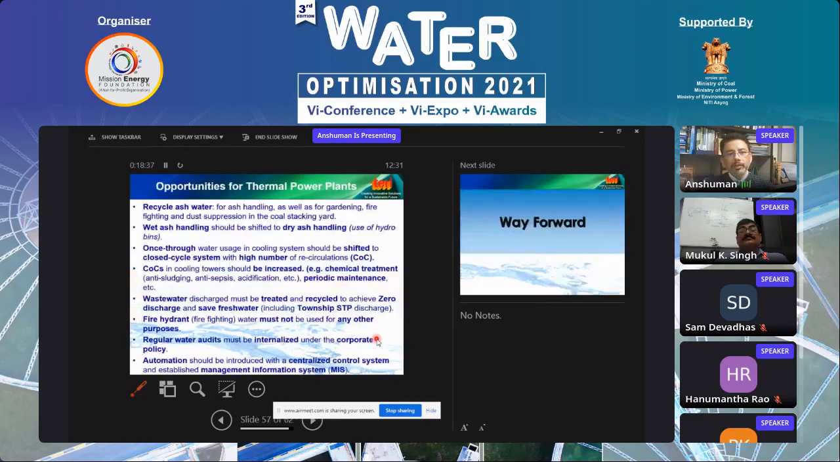If you combine the long term and short term, the overall specific water consumption reduction is quite significant. So the opportunity for thermal power plants, if I'm to summarize, is a significant opportunity to reduce the water consumption in ash handling by recycling. Recycle and reuse of water can be done for various purposes, including within the system for dust suppression, coal stacking yard, gardening, firefighting, etc. Wet ash handling to dry ash handling, of course, would be a good intervention. Although there are not many once-through systems now, those which remain should be quickly shifted to the closed cycle system with a higher number of COCs.